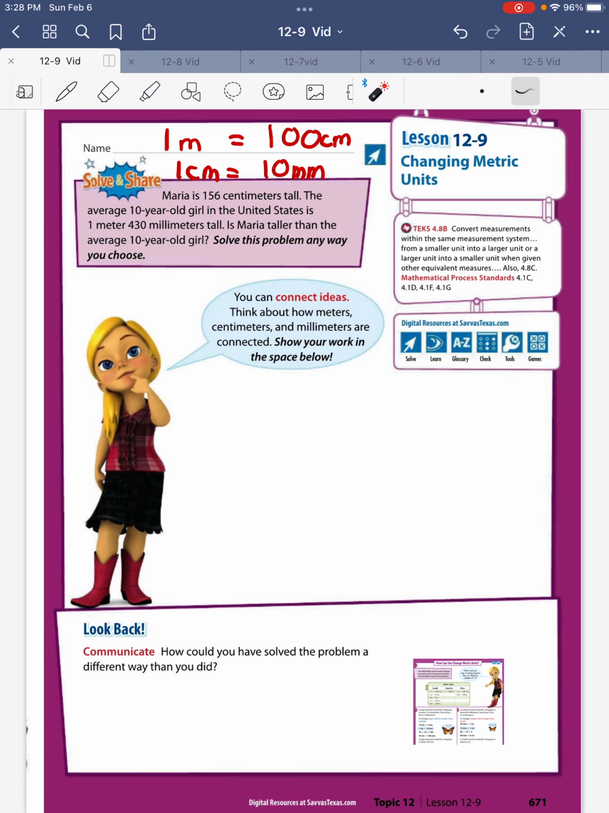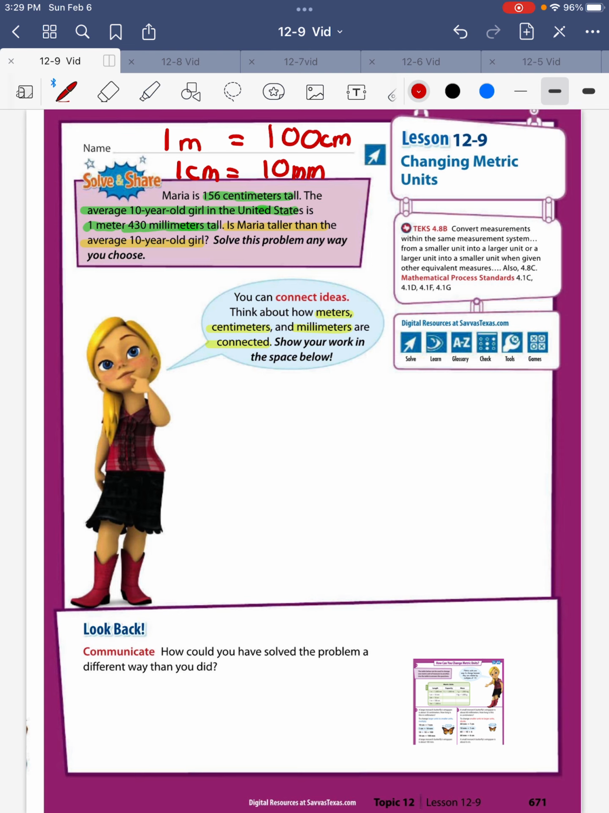Okay. So our problem says Maria is 156 centimeters tall. The average 10-year-old girl in the United States is 1 meter and 433 millimeters tall. Our question's asking, is Maria taller than the average 10-year-old girl? Okay. Then it tells us you can connect ideas. Think about how meters, centimeters, and millimeters are all connected, okay?